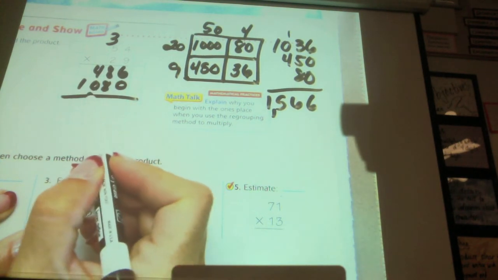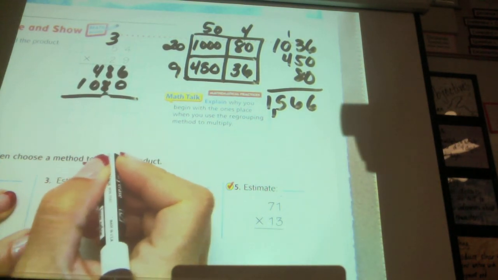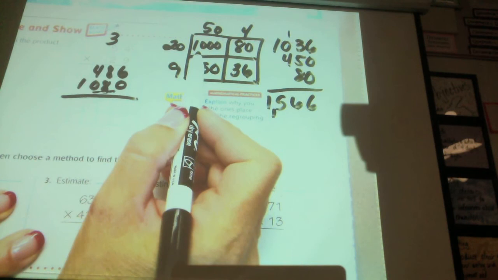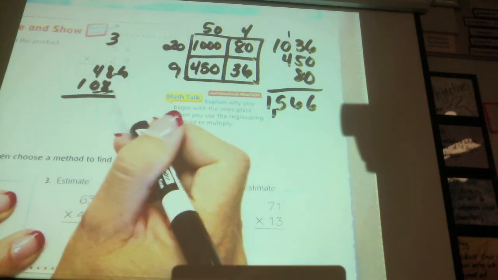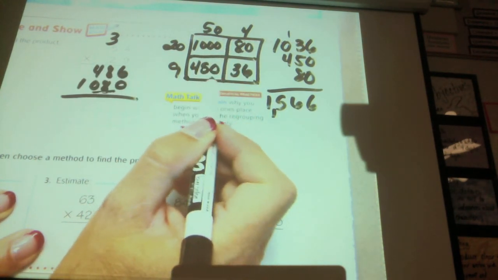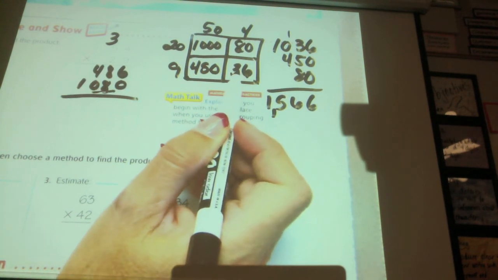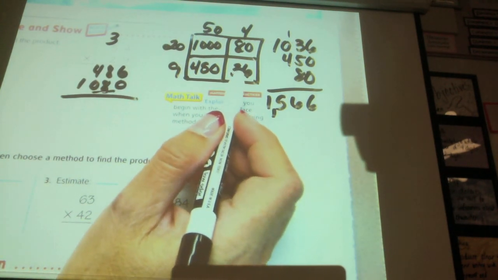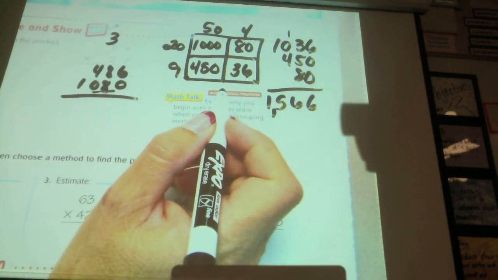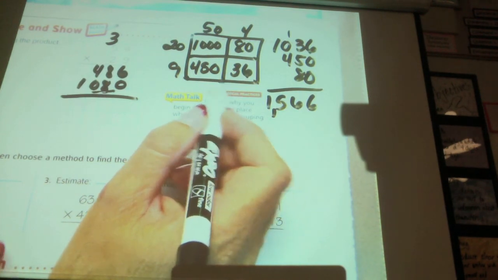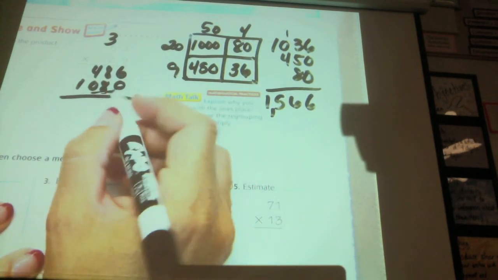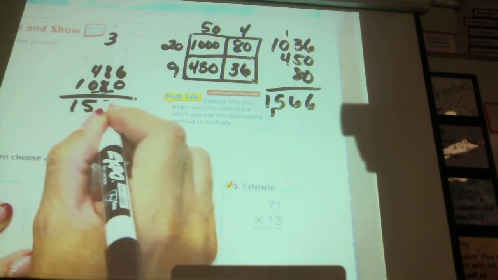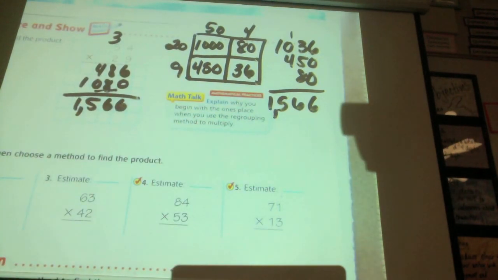If you notice, this number, 1,080, is the same as this, 1,080. 486 is the same as 450 plus 36. So you're doing the same things. It's just how your mind remembers how to do it. It gives you the different methods of how you do it. So then when I add this, of course, it's 1,566. Okay?